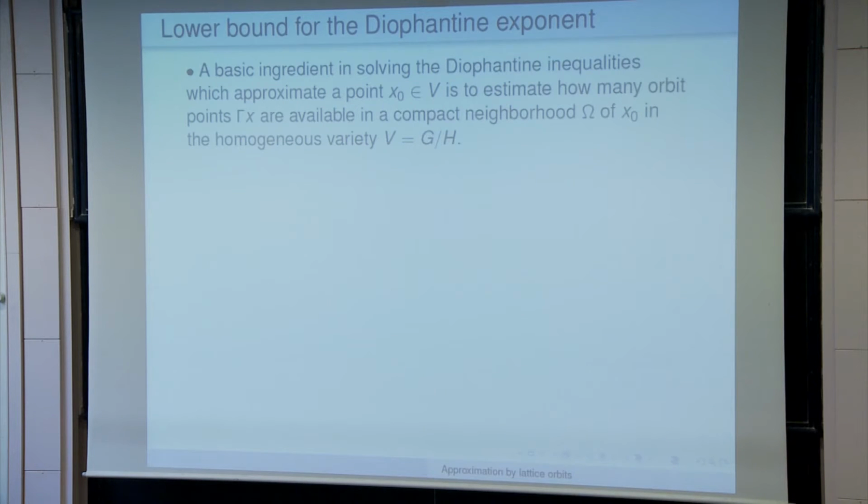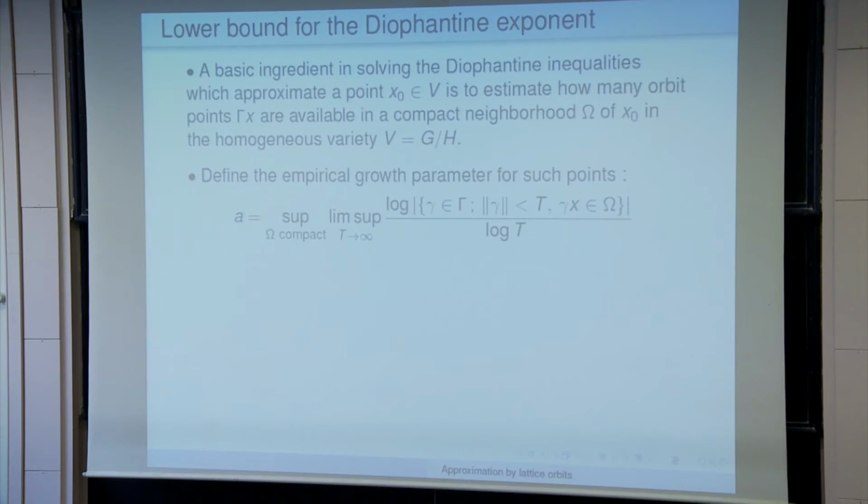So a basic ingredient in solving the Diophantine inequalities, which approximate the point x0 in V, is to estimate how many orbit points gamma x are available to you in a compact neighborhood omega of x0 in the homogeneous variety G mod H. Ultimately, we have a point x0. We want to come near this point. And so we're going to look at the small compact neighborhood of this point x0. And we have to start by understanding how many points in the orbit gamma x fall into this little neighborhood. That's a very basic part of trying to prove a Diophantine bound.